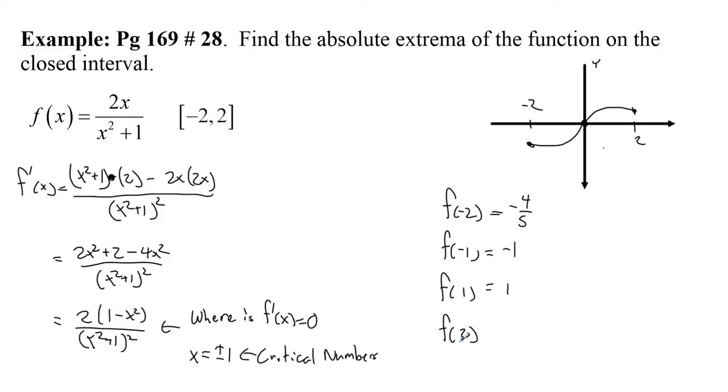And then 2, when I plug in 2 times 2 is 4. 2 squared is 4, plus 1 is 5. This is 4 over 5. And so I can see that this point right here and this point right here are going to be, this one's going to be 1, 1, and this one is going to be negative 1, negative 1. And so my absolute extrema are: I'm going to have an absolute max at 1, 1 and an absolute minimum at negative 1, negative 1.